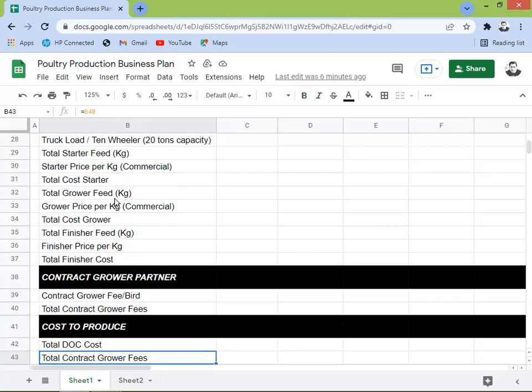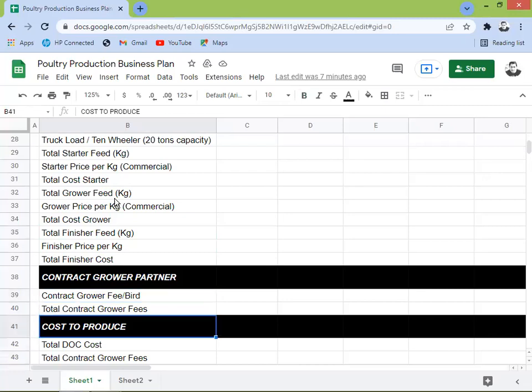We just supply everything, like the day old chicks. We supply the feeds, the vitamins, minerals, vaccine, and many other materials. They're growing it, and we're paying the contract growers for every bird that they grow. It could be 45 days, it could be 42 days of growing the bird, and we also consider how many crops we're going to have in 1 year.